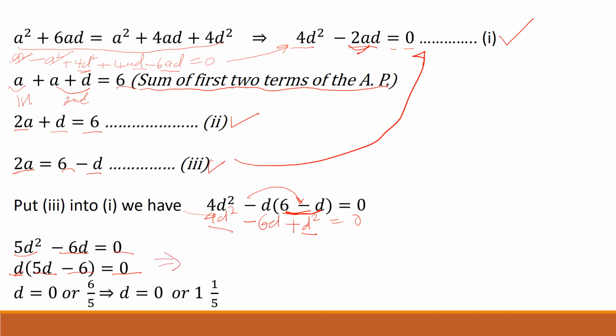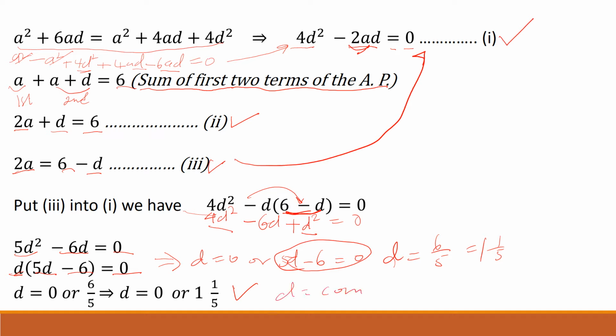So this is simply telling us that it's either D is 0 or 5D minus 6 is 0. And if 5D minus 6 is 0, it means that our D is equal to what? 6 over 5, which is 1 whole number 1 over 5. So that is what we have here, and that is our D, our common difference. So now we know the common difference, that is either 0 or 6 over 5. So let's find the first term.